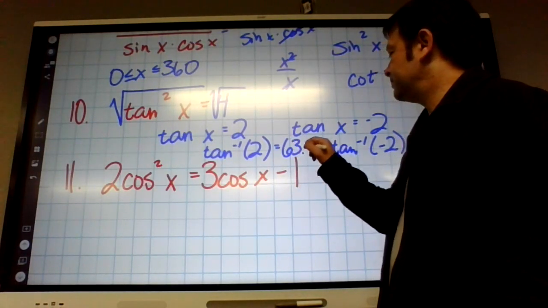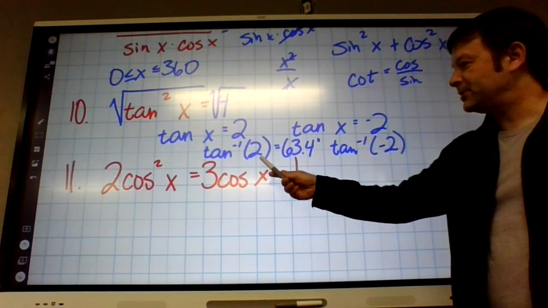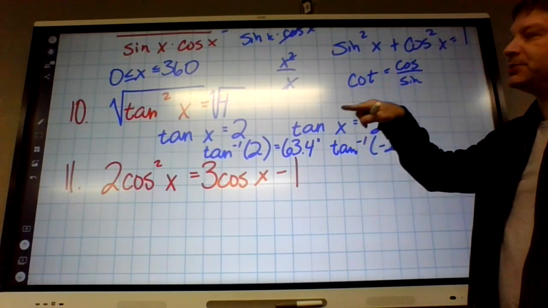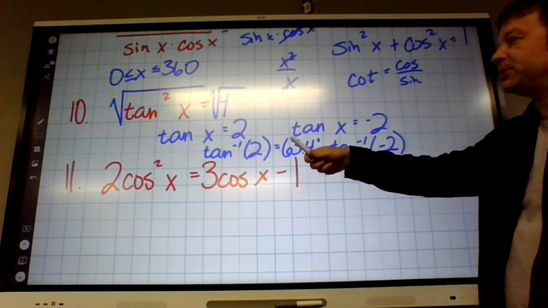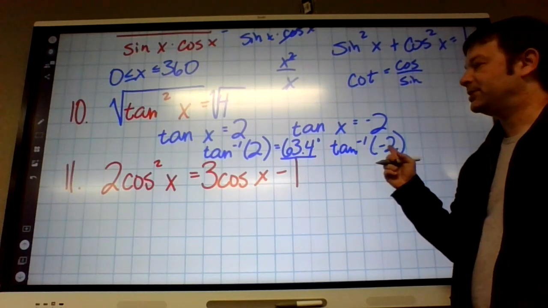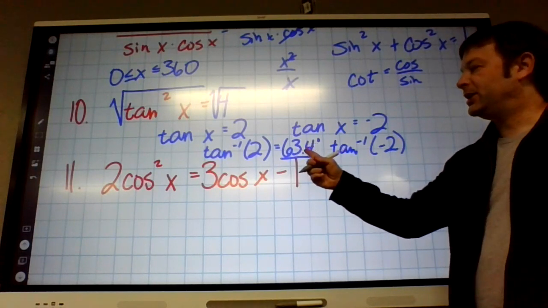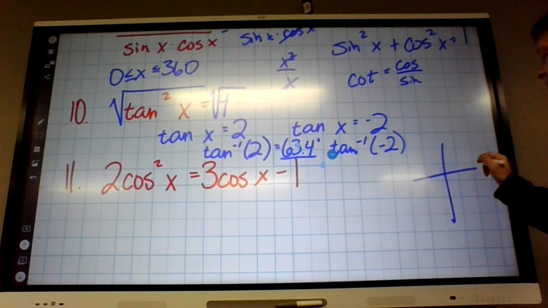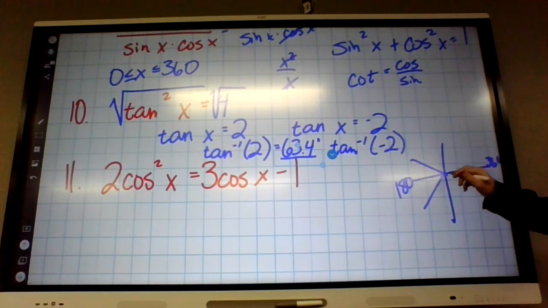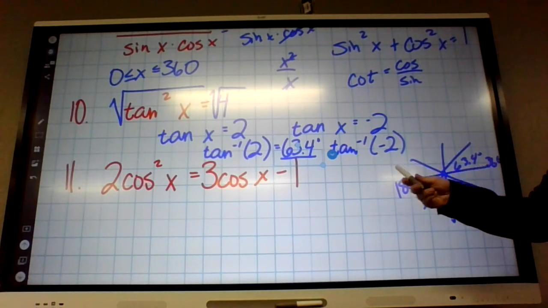Okay, so that's the first quadrant angle. If tangent equals 2 positive and -2, that means all 4 quadrants, because all positive quadrants and all negative quadrants will be covered. So this will be your reference angle for all 4 quadrants. You do 180 minus this for the second quadrant, 180 plus that for your third quadrant, and 360 minus that for your fourth quadrant. We already have the first quadrant, 63.4.